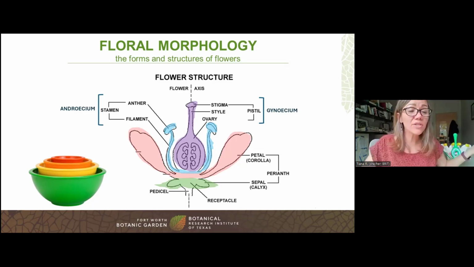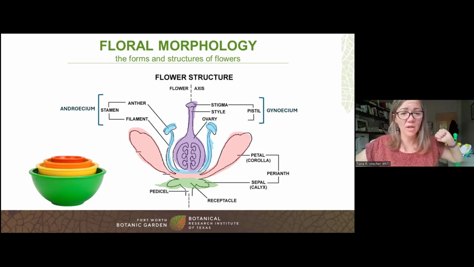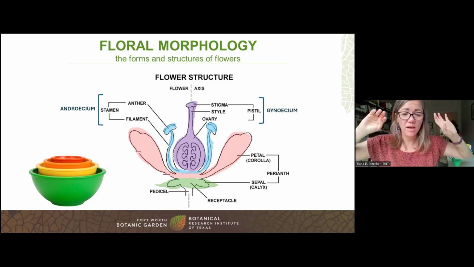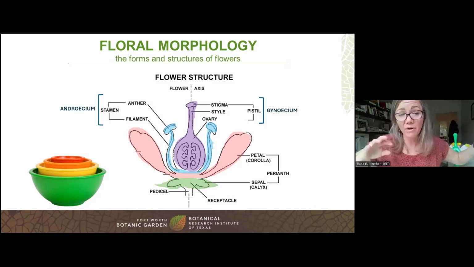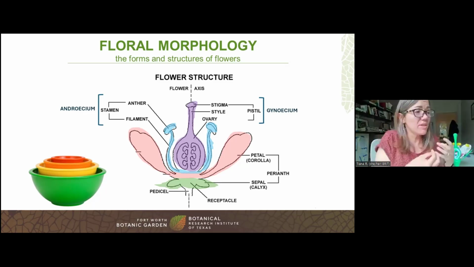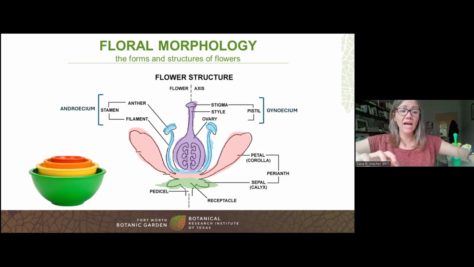There are flowers that are unisexual. So imagine that the gynoecium is gone and you've just got the androecium. So it's a male flower. Or you've got another flower where the gynoecium is present, but the androecium is not, right? So you've got a female flower. That can happen on the same plant, and then that plant is called a monoecious plant. So male and female flowers on the same plant in different places.